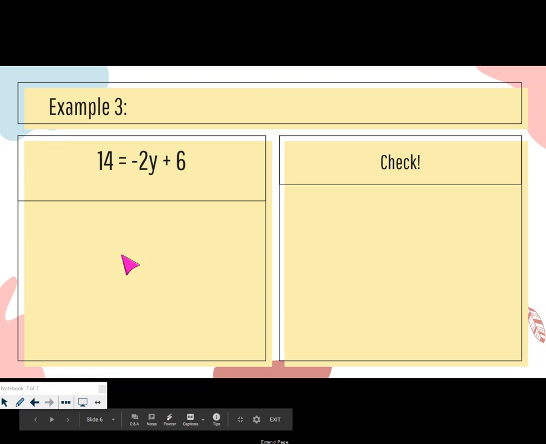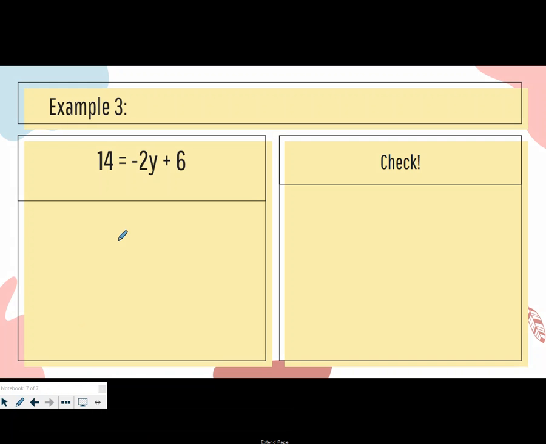All right, let's move on to two-step equations. I see that I have something with my variable, but also another number. That's why it's a two-step equation. This one you could rewrite first, or you could start solving it. I'm going to rewrite it first. I'm going to take all of this and switch it with the 14. So negative 2y plus 6 equals 14.